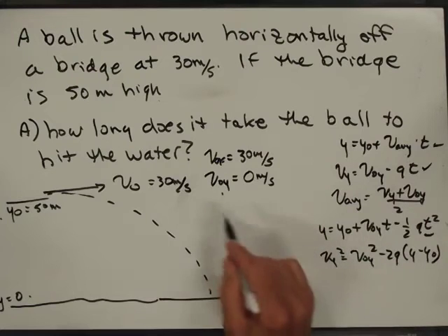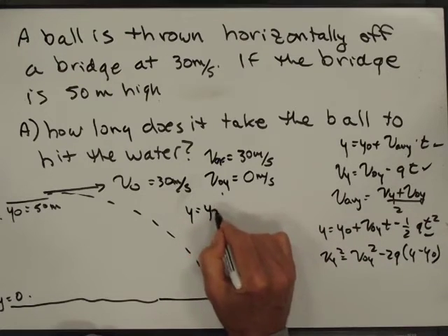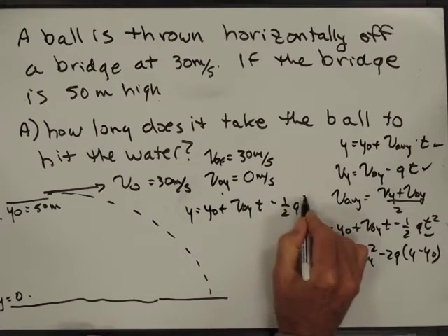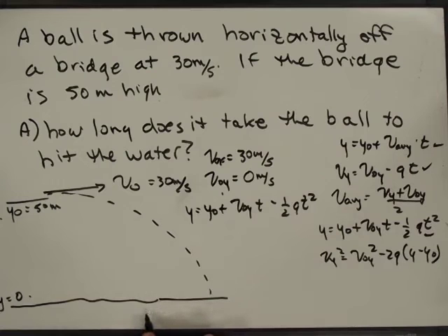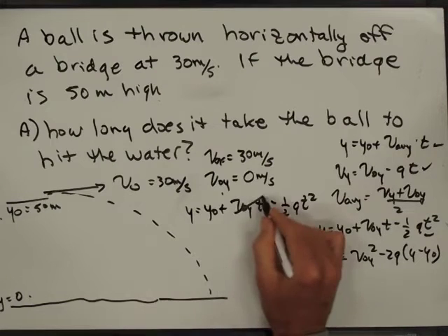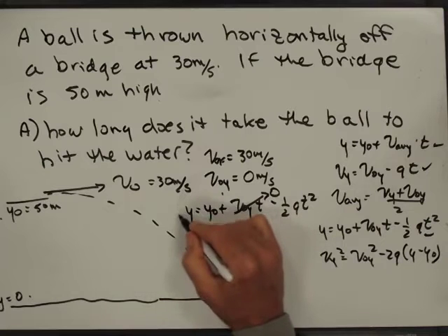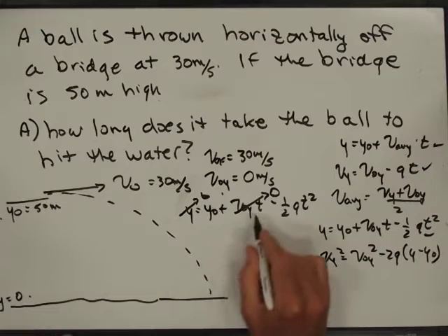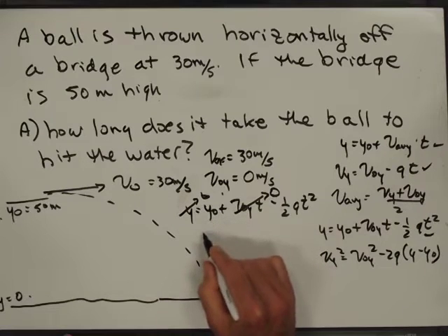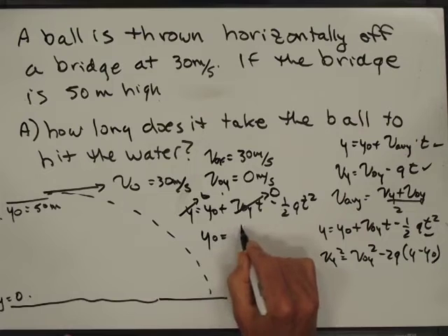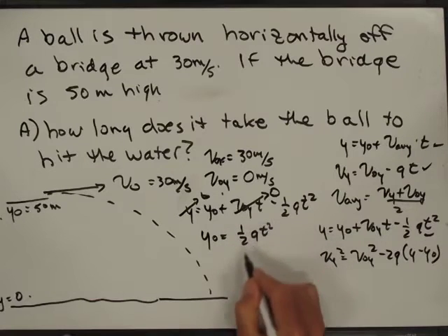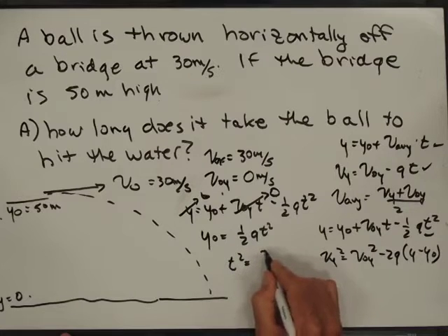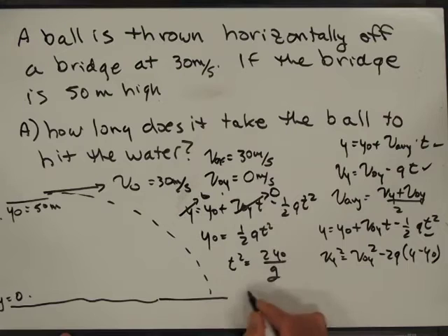So that's our equation: y equals y naught plus v naught y times t minus 1/2 g t squared. Maybe this won't work, but this is our best bet at this point. Notice v naught y is 0, which makes that one pretty simple, and y is 0 because it hits the water at position 0. So if I move this to the other side, y naught is equal to 1/2 g t squared, and I want t. So t squared is equal to 2 y naught over g.